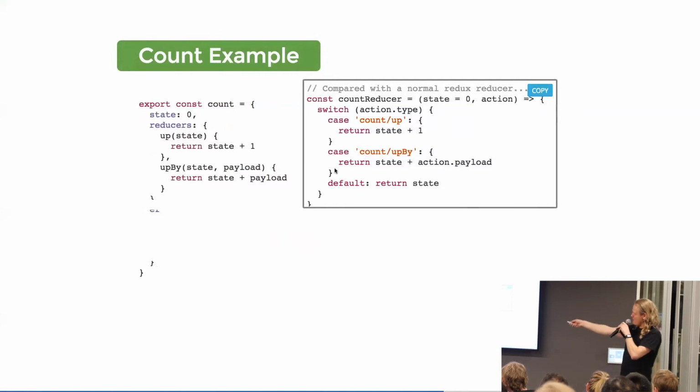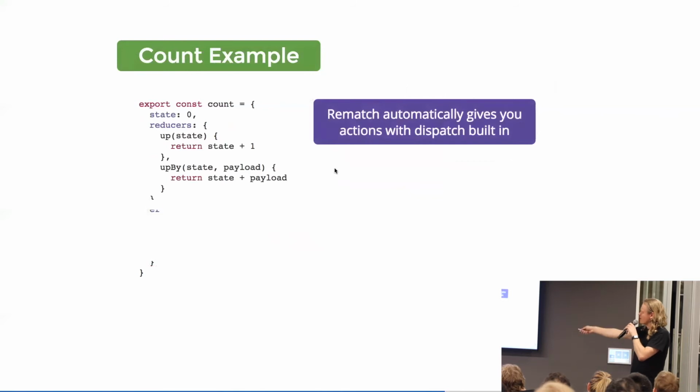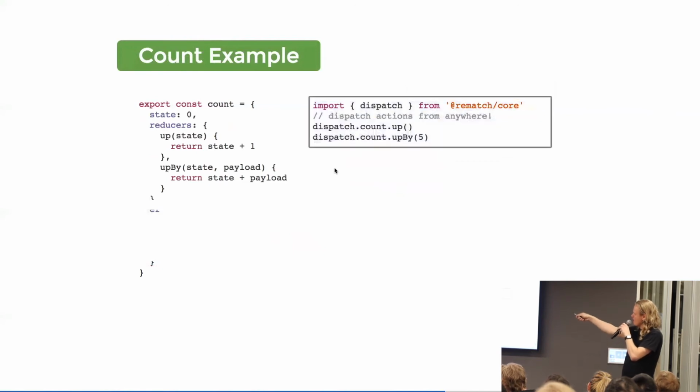After you use that model, something really cool happens. Rematch automatically generates action creators with dispatch built in. So with that code, anywhere else in your app, you can import dispatch and dispatch actions with that syntax: dispatch dot the name of the model, and then the reducer name is the name of the action creator.